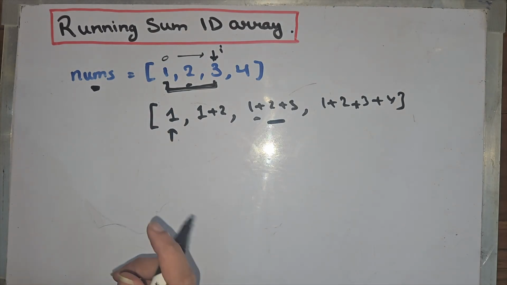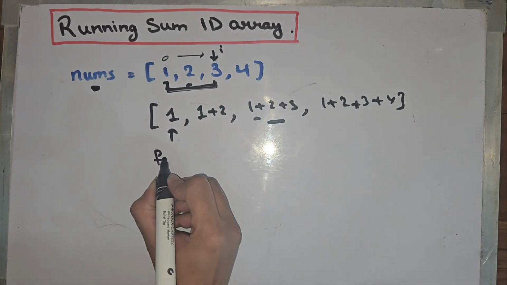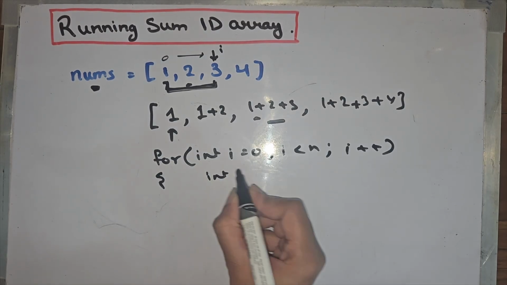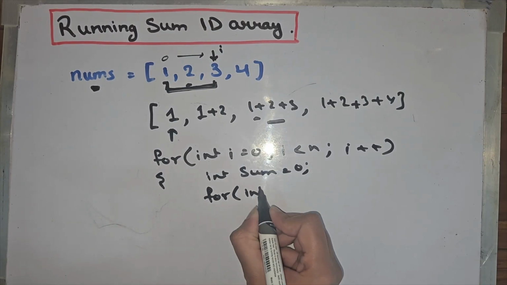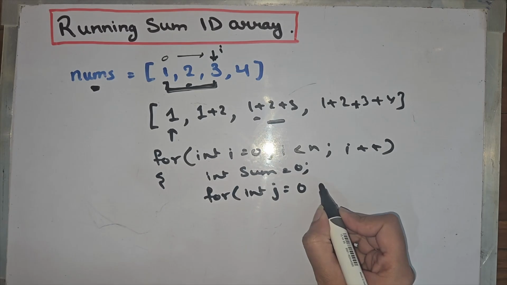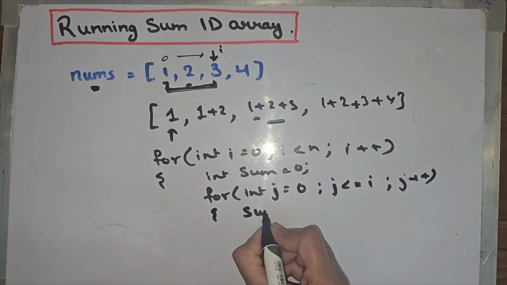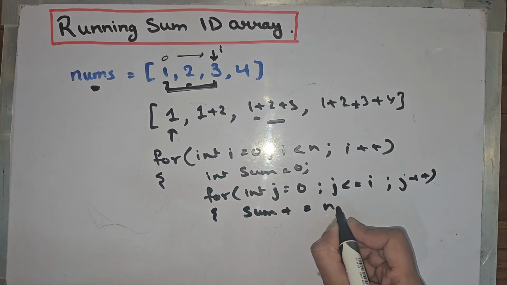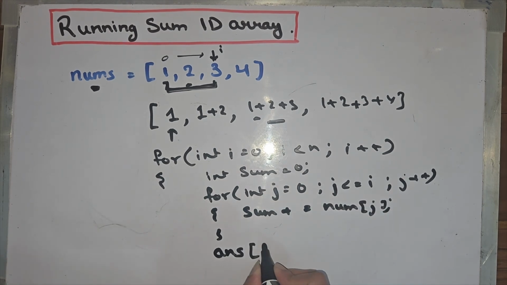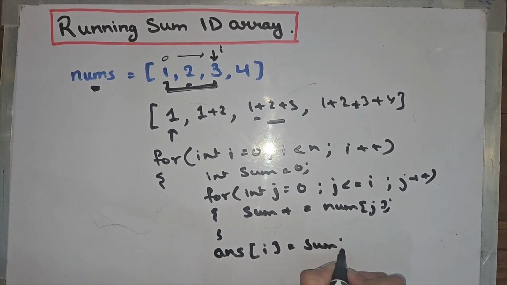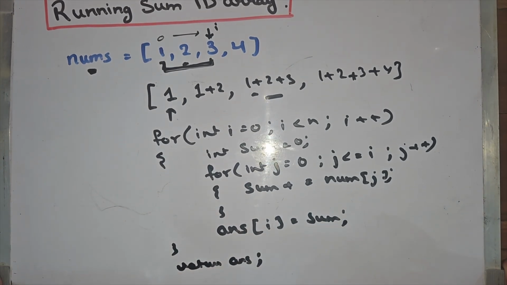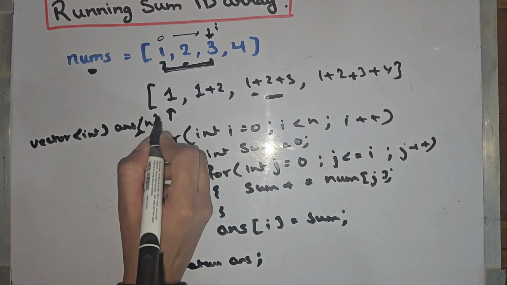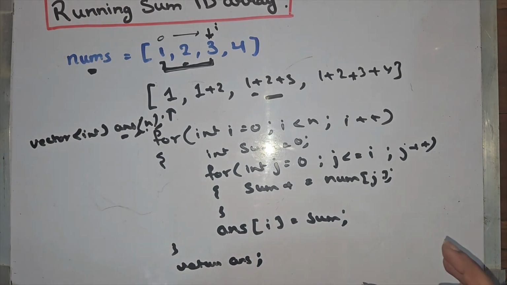For coding the naive idea, it's very simple. We will have a loop and a variable sum initially equal to 0, and we will have an inner loop from 0 to I and add elements to the sum. This way, for the answer of one index we will have the answer in sum. We will do this for all the indices and at last we will return the answer. The answer here is a vector of size n. This is a naive solution.